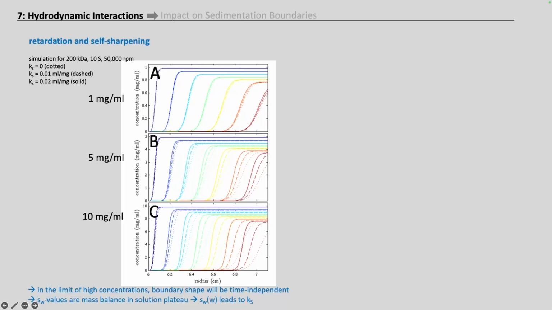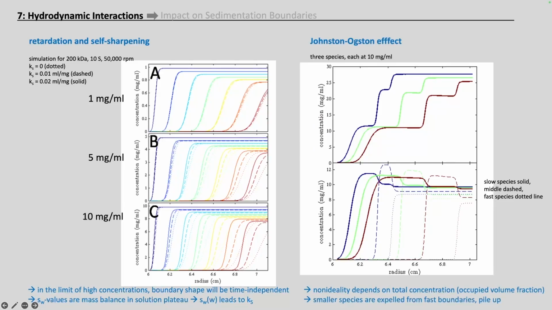You might think perhaps non-ideality is not so critical if we are just trying to determine relative concentrations by measuring boundary heights in multi-component mixtures, and if we are not interested in precise s values or boundary shapes. But this would be a big mistake. Let's look at what happens if we have, for example, a mixture of 3 species sedimenting at distinct s values, each present at 10 mg/mL.